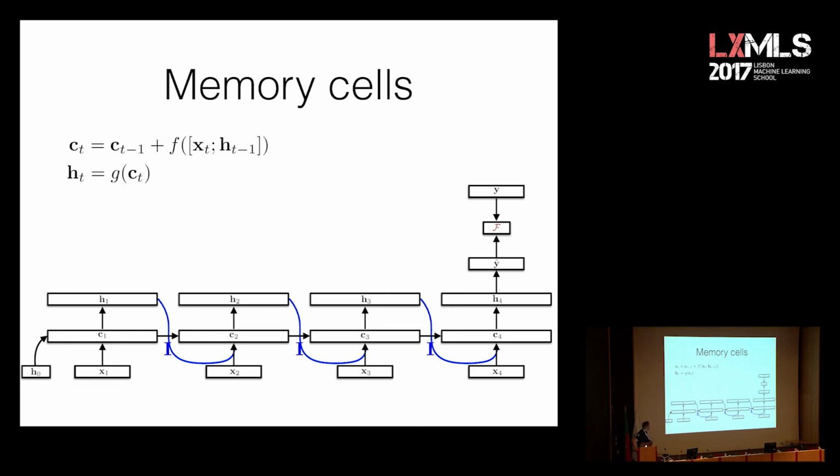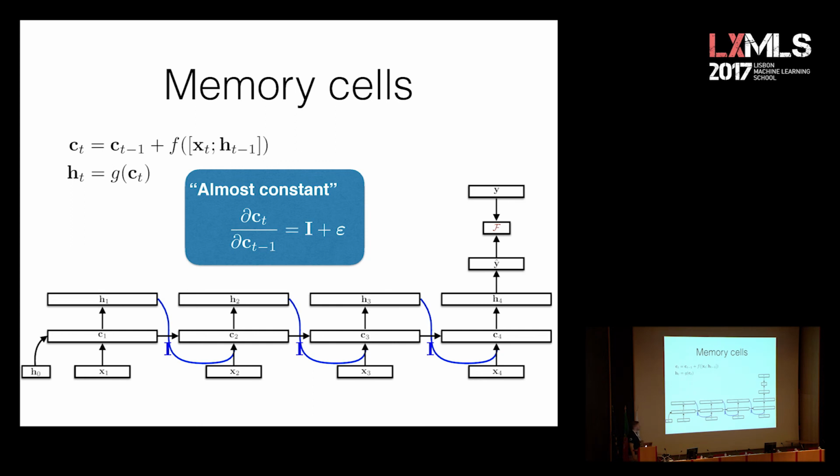So here's something that we can do where we basically are going to update the contents of the cell, but now we're going to also look at the h_{t-1} when we decide how we're going to update the contents of this memory cell. So now the derivative is, you might say, almost constant. We've still got this I term in there, but we're also going to be adding a little bit of noise onto this Jacobian. So there are going to be some off-diagonal elements.